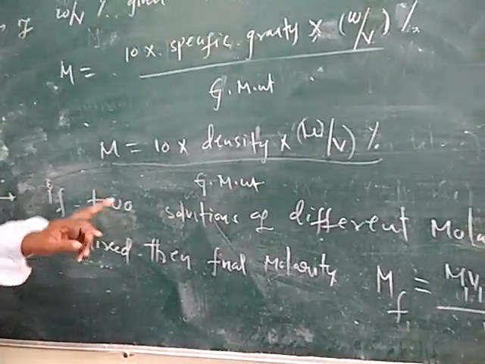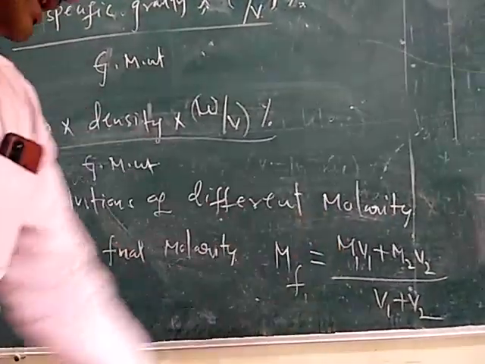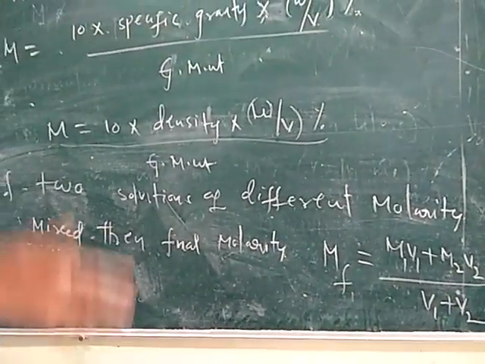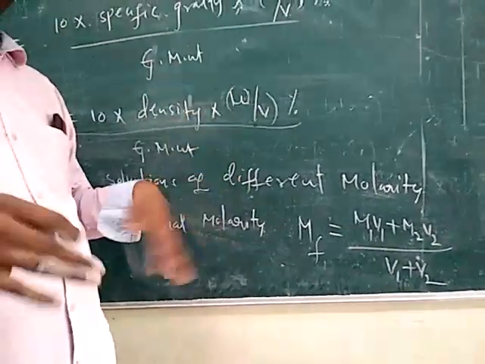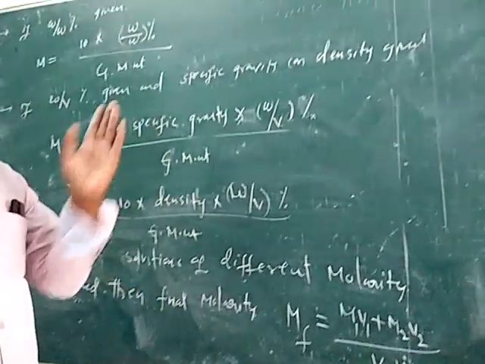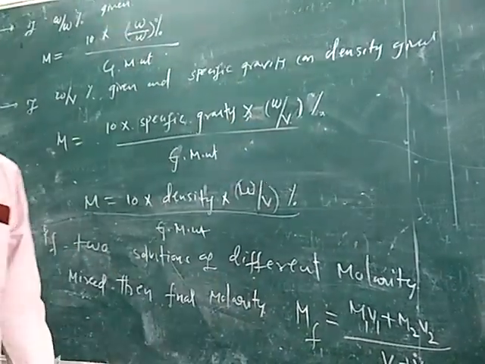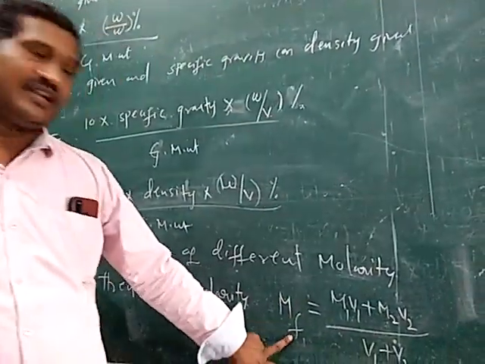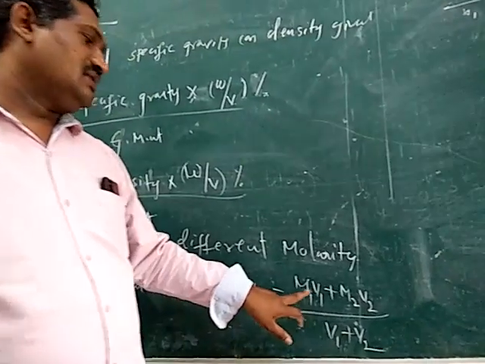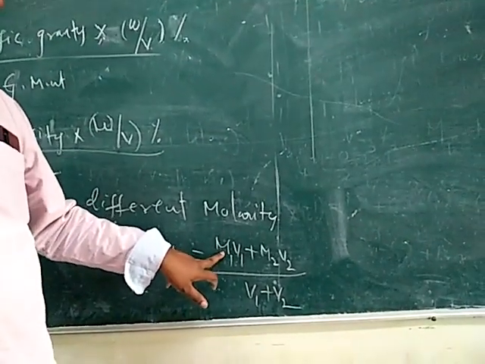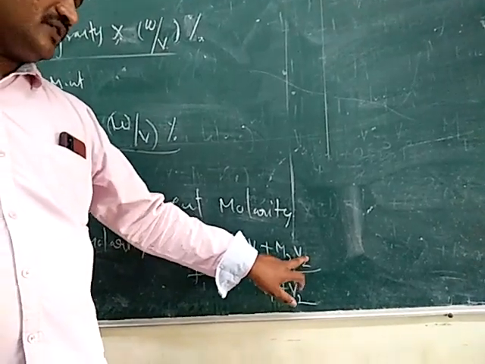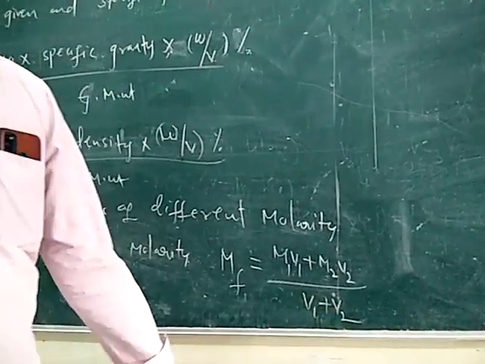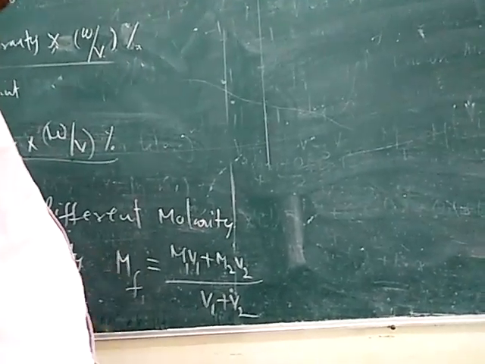Next, if two solutions of different molarity are mixed, then the resultant final molarity M final equals first solution molarity into volume plus second solution molarity into volume, by total final volume. So we can get the final molarity.